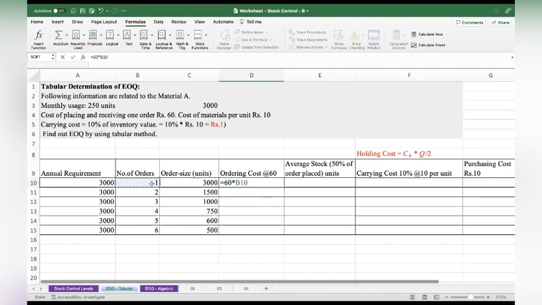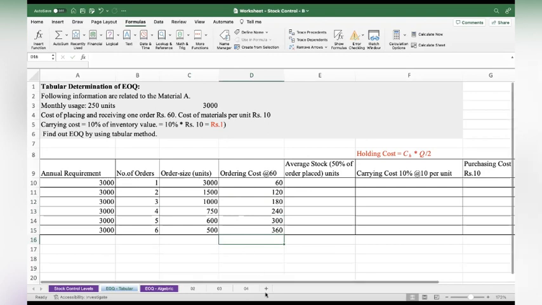Then how many orders in our first scenario? One, therefore 1 into 60 will be 60. Next, 60 times 2, we are making 2 orders. So per order 60, per 2 orders 120. Third one, 3 orders, then 60 times 3. 4 orders, 60 times 4. 5 orders, 60 times 5. 60 into 6 orders. So this is the ordering cost. Per order, you are incurring 60 rupees. Is it clear? I hope it's clear.